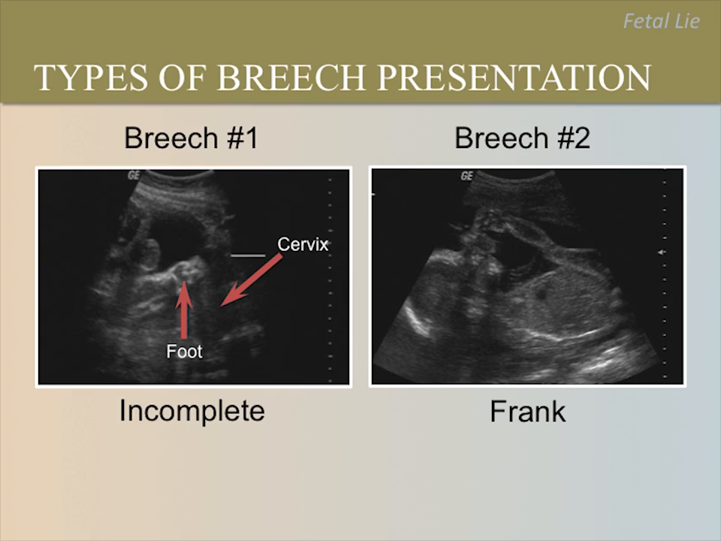It is more important to identify a breech presentation than the specific type of breech. Sometimes a type of breech can be seen, but it is often difficult. These images show an incomplete and frank breech. Please notice the foot nearest the cervix in the left image, which is characteristic of an incomplete or footling breech. In the right image, the buttocks are nearest the cervix, and you can see one leg extended up in the anterior part of the image. This is a frank breech.